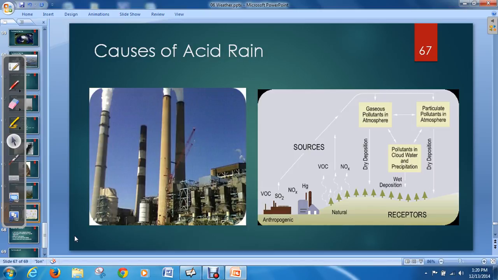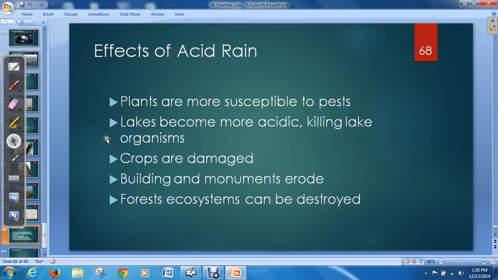Okay. And so I just want you to be aware of it, why it's happening, and some of the effects of acid rain. One problem is it damages plants, which makes them more susceptible to pests and things like that, because a lot of their natural protections are being broken down by the acid. Lakes can become more acidic, which kills the organisms inside of them, like the fish and the algae and things like that. Crops become damaged. Buildings and monuments erode, like we saw, and forests and their ecosystems can be destroyed.